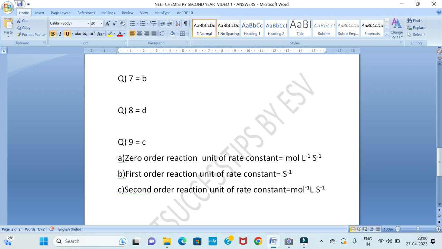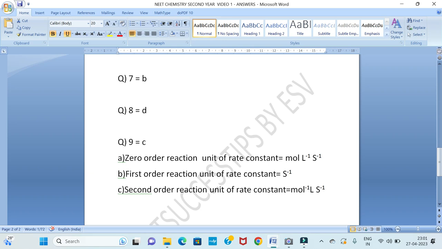First order. If you go to a hotel for the first time, they see you are a new person, so they will serve fast, within seconds, the order of tiffins, whatever food you asked. If you go a second time, the second order, they will serve a bit late. That is why the units increase: per mole, liter, per second. Like that you can remember.